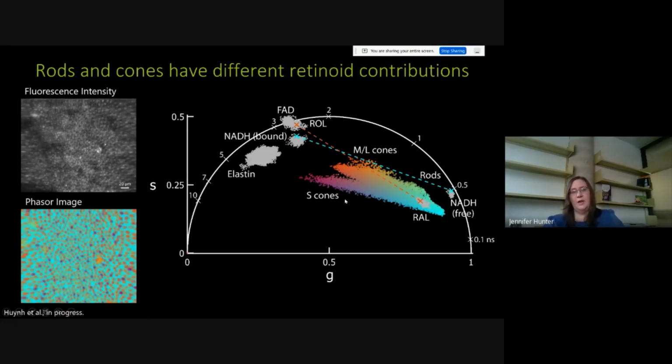The S cones, on the other hand, are not following completely along that continuum. There must be a third fluorophore, something maybe located out here that we have not yet identified. I don't expect it to be elastin in S cones. And so we're looking now to see what fluorophore is out here, to try to understand what fluorophore is fluorescing within the S cones that's making them look different and have these different fluorescent properties.